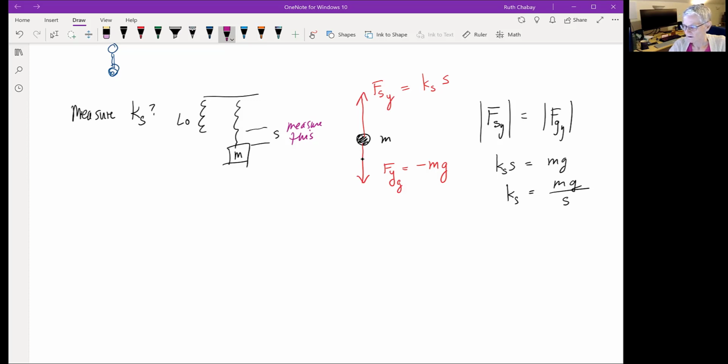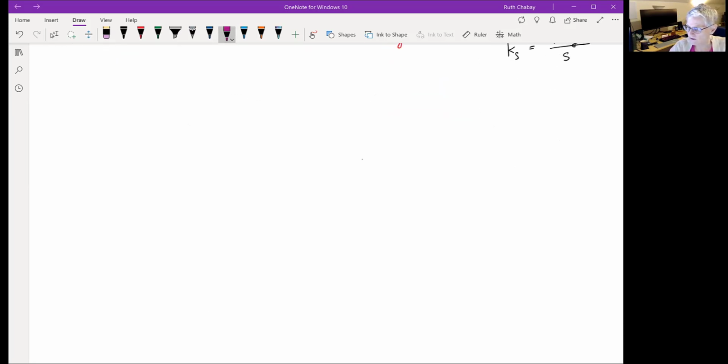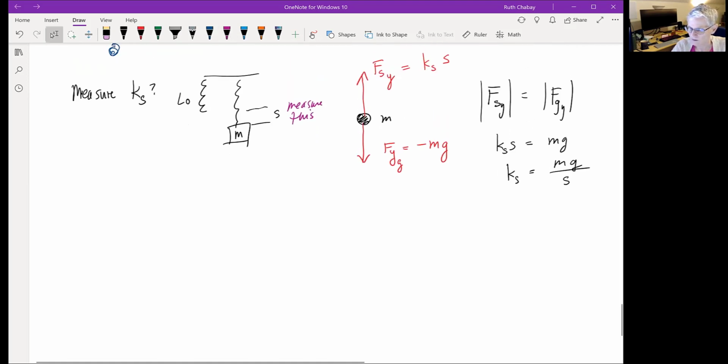So if the block, let's say the block had a mass of, let's make our life easy, mass is 2 kilograms, and the stretch was half a meter, say.